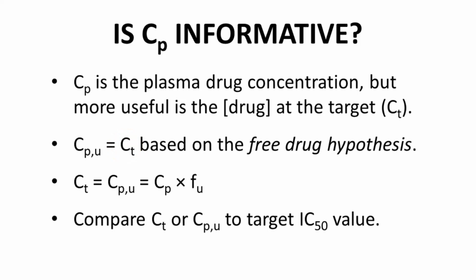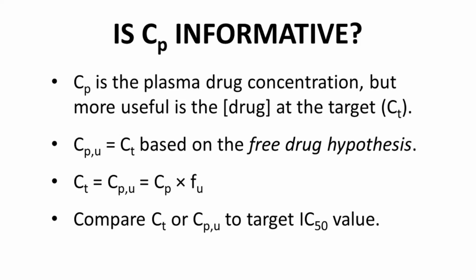Mathematically, if we know the plasma concentration of the drug, which we just said is convenient to determine, and the unbound fraction of the drug in the plasma, then we can determine the unbound plasma concentration. And therefore, based on the free drug hypothesis, the drug concentration at the target. Unbound fraction, or FU, is a bit more work to determine, but there are techniques for determining what fraction of a drug in the plasma is not bound to plasma proteins.